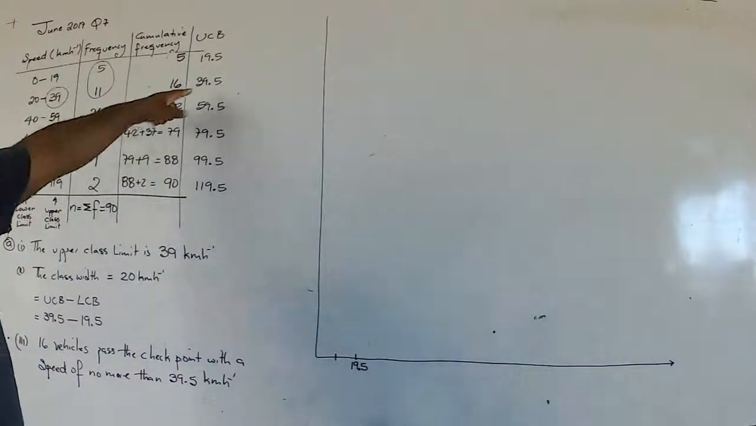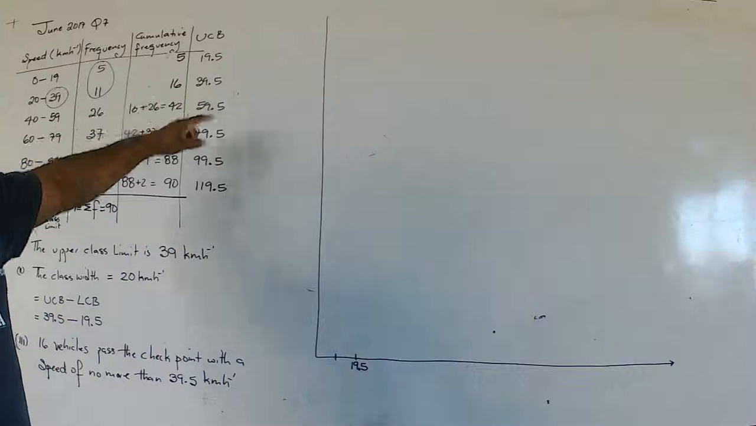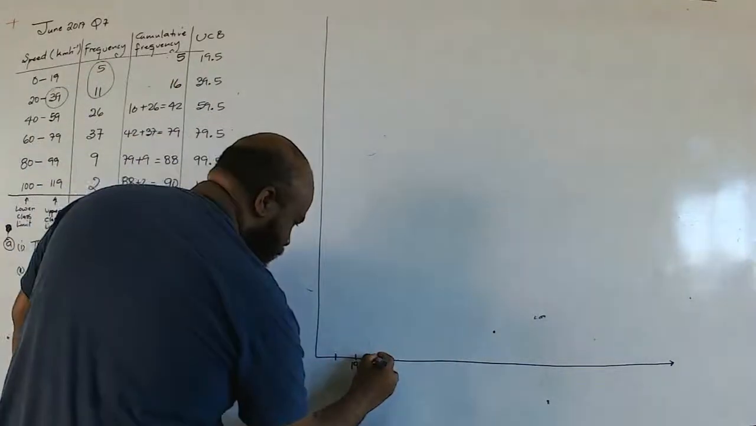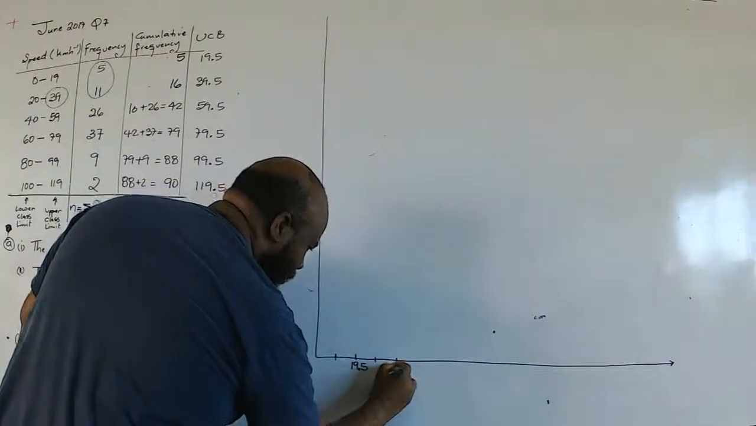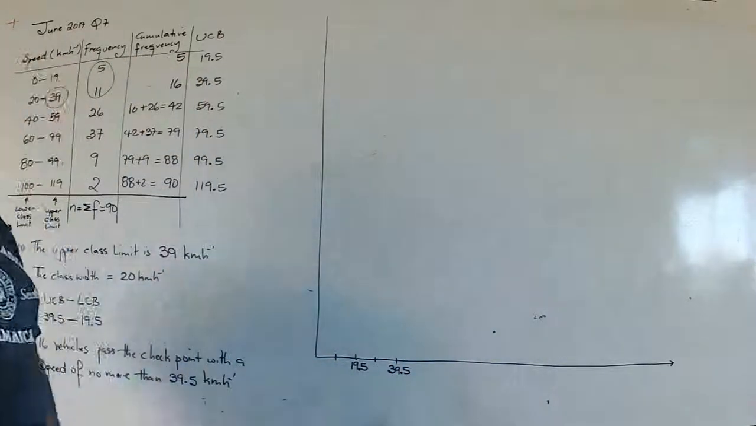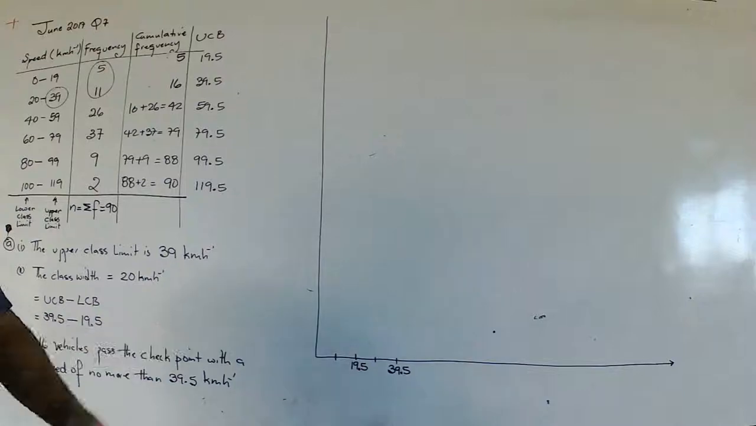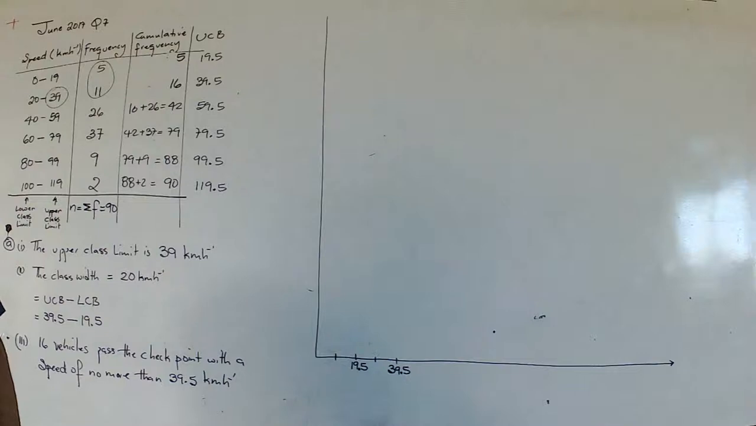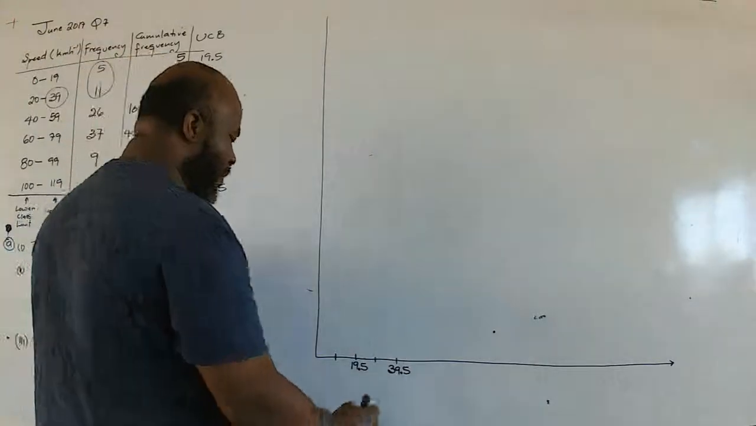The next one is what? 39.5. How much is it going up by? It's still going up by 2 centimeters to 20. But you didn't start at 0. You understand?